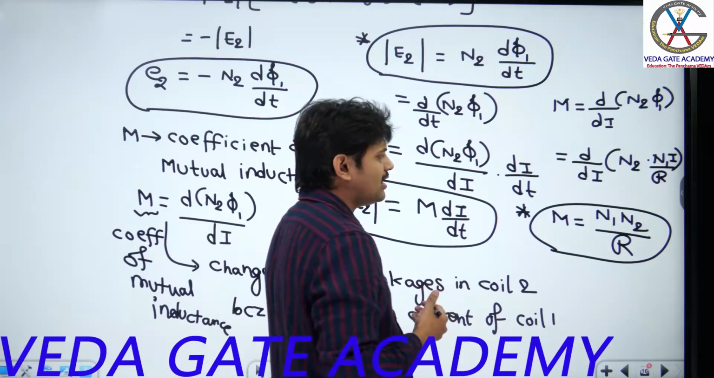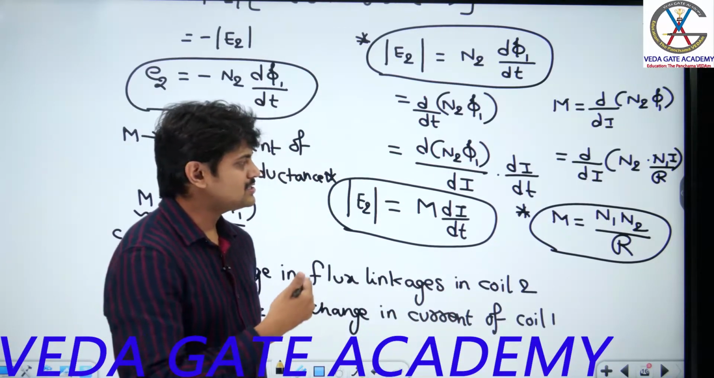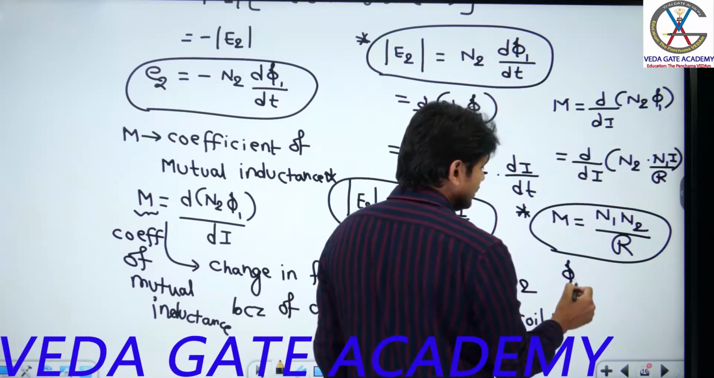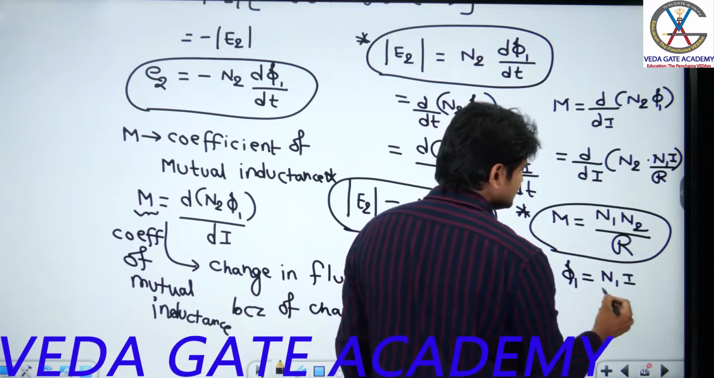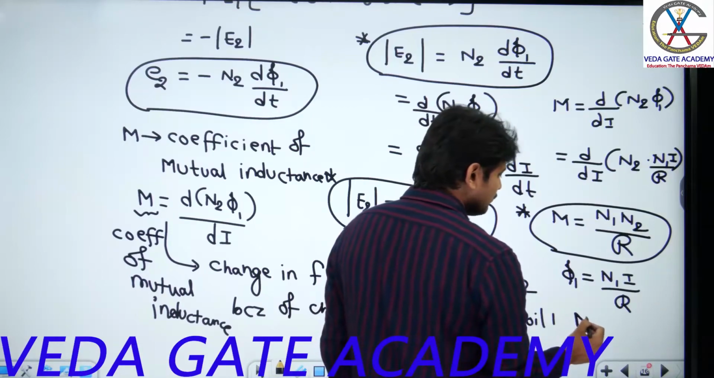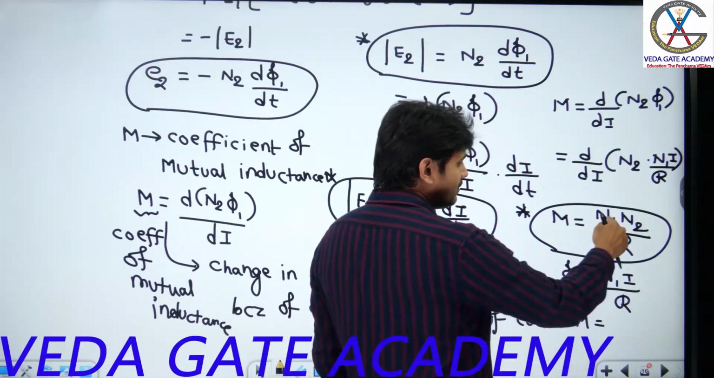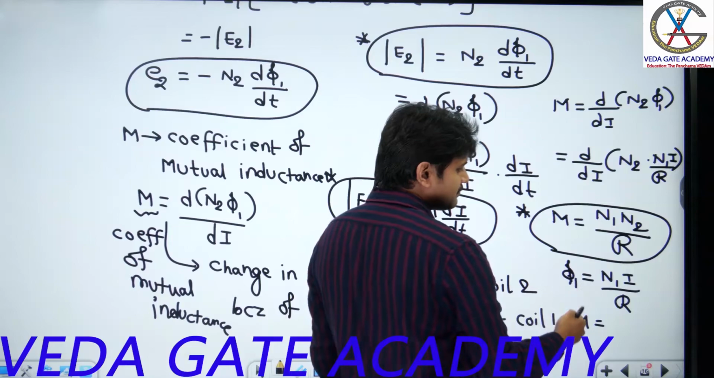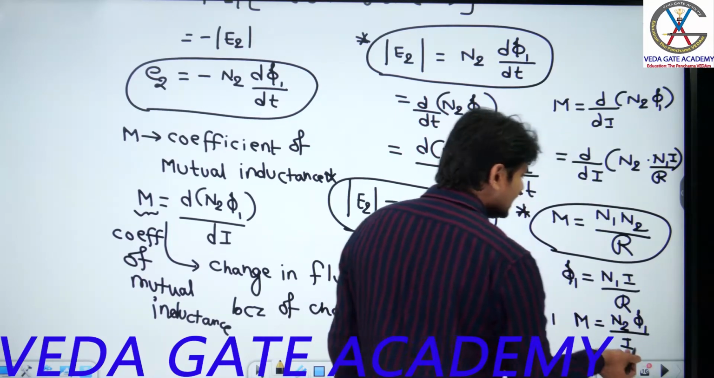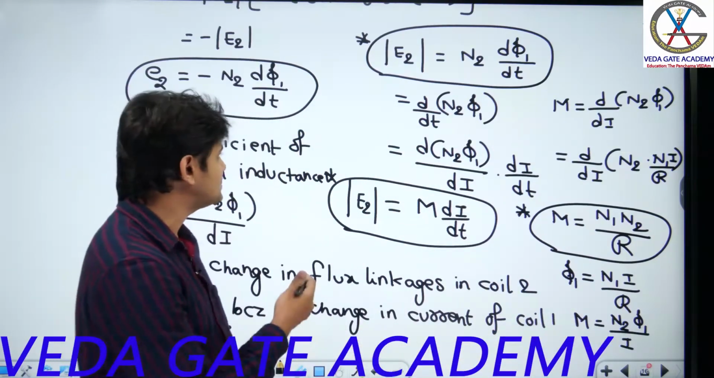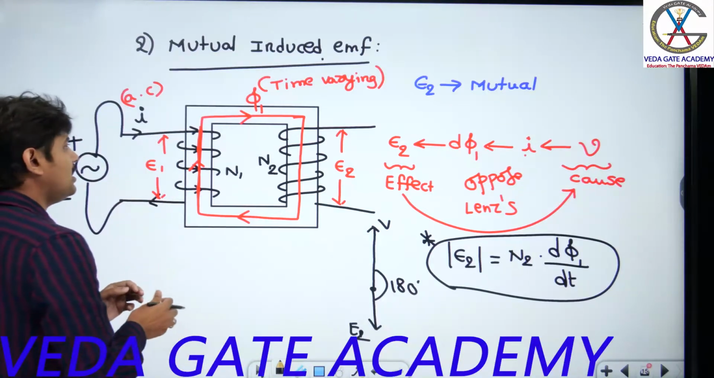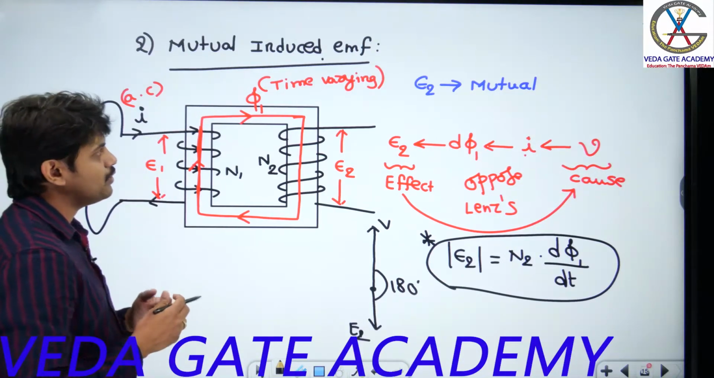Now further I can rewrite this expression in terms of flux also, because we know that the formula for flux phi1 equals N1 into I divided by reluctance, and from here N1 by R I can write as phi1 by I. So the formula for M becomes, in place of N1 by R I replace phi1 by I, so you are going to get N2 into phi1 divided by I. Here I is the current flowing through which coil? During this explanation I am considering the current flowing through coil 1. So this is the brief idea about mutual induced EMF.